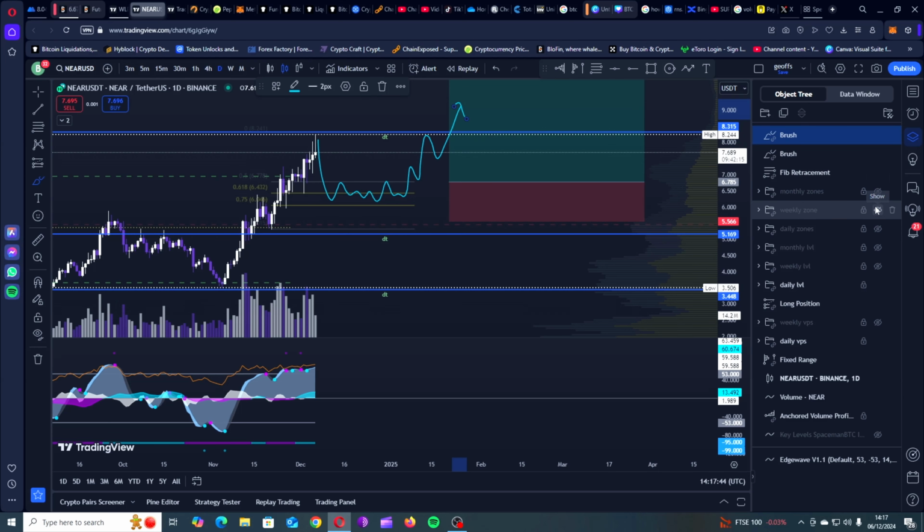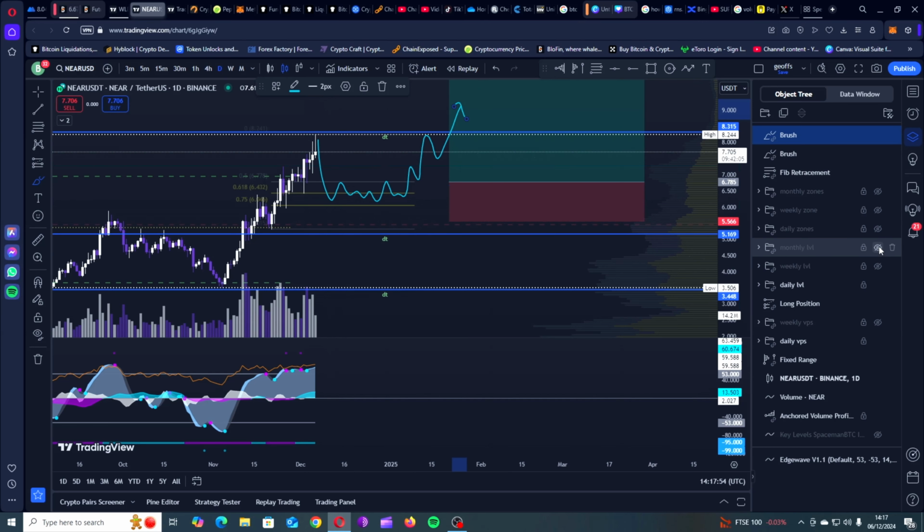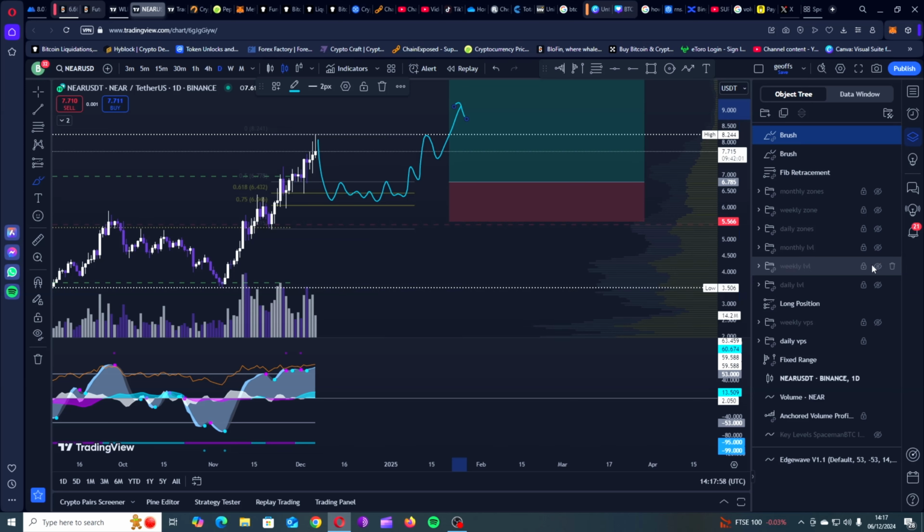Monthly zones, we're in that monthly zone. Weekly zone, we're in the weekly zone. Daily zone, we're inside that daily zone. We want to hold that zone. Monthly levels, we want to hold up above this monthly level here. Daily levels, we've been rejected from that daily level. Weekly level, we want to hold this level. Even if we deviate down below, we want to reclaim it as quickly as possible. That's what we're looking at.